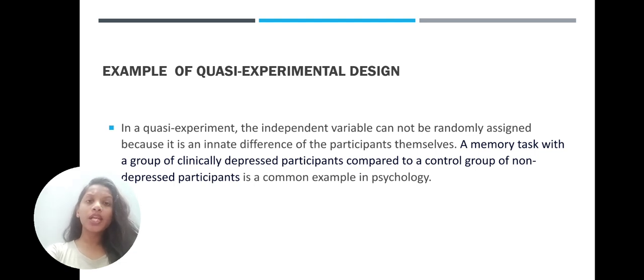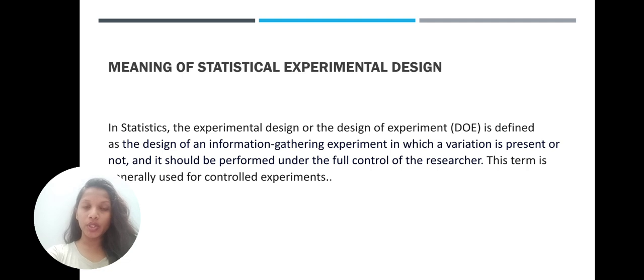That is, in a quasi experiment, the independent variable cannot be randomly assigned because it is an innate difference of the participants themselves. A memory task with a group of clinically depressed participants compared to a control group of non depressed participants is a common example in psychology. So this is an example that we saw in the slide. In the next slide, we have the last topic of this video, that is statistical experimental design.